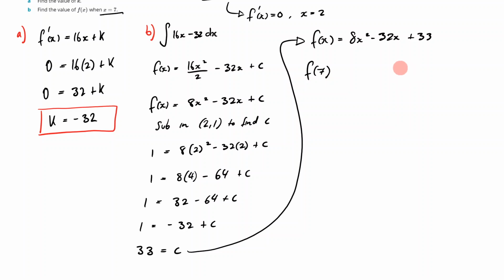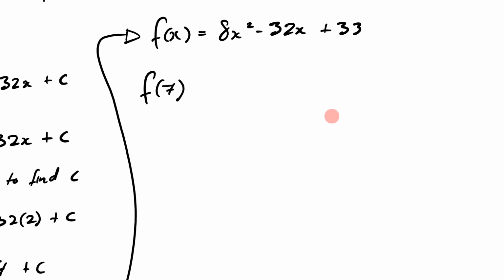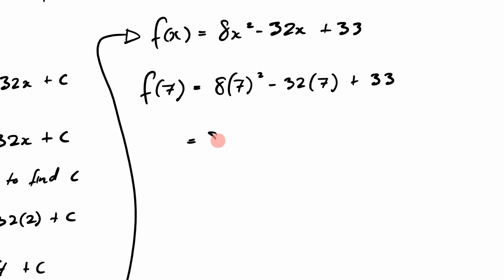All right, this is not going to be fun. Oh, that's disgusting. All right, it's going to be 8 times 7 squared minus 32 times 7 plus 33. This is just cruel. 7 squared is 49. What is 32 times 7? Well, I would go 30 times 7 is 210, and then 2 times 7 is 14. So this is going to be 224 plus 33.